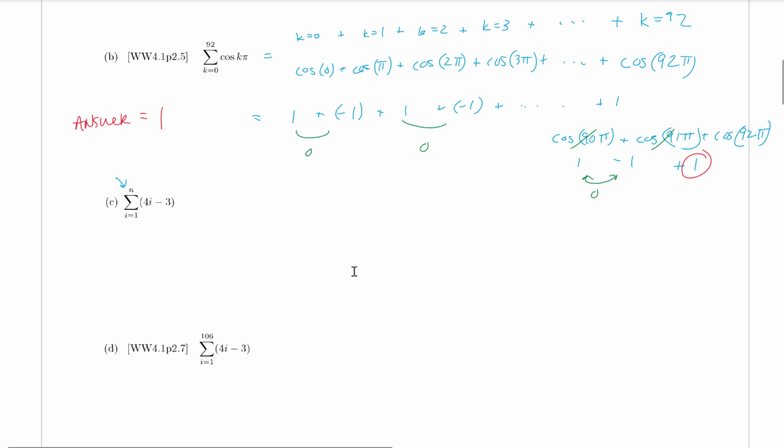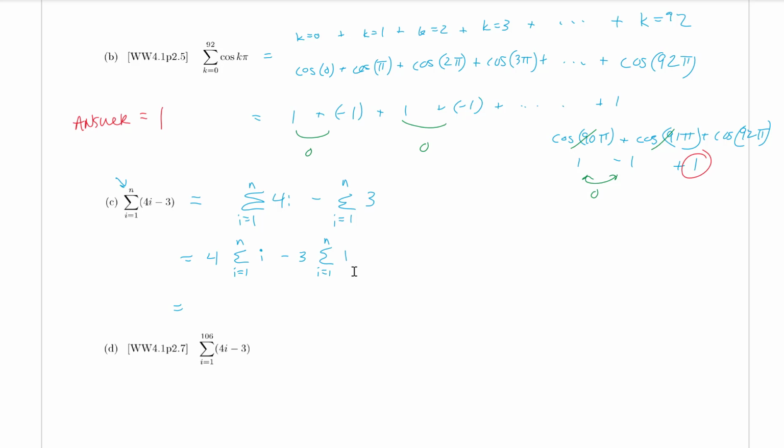So what we have here is we can use the properties of summation to split the summation up. So we can do the sum i equals 1 to n of 4i minus the sum i equals 1 to n of 3. And then we can pull out some constants here. So we can pull out a 4. We have the sum i equals 1 to n of i, minus, and we can pull out a 3 here. We have the sum i equals 1 to n of 1.